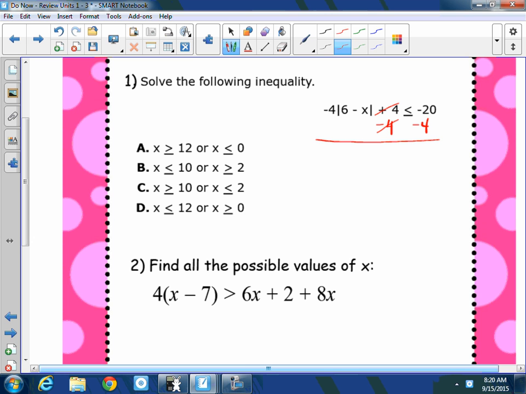That is 0, right? And then I got that negative 4 times absolute value of 6 minus x is less than or equal to negative 24. So I got rid of that plus 4. Now I need to get rid of the negative 4 that it's multiplied by, correct? But you got to remember something. When you divide or multiply by a negative number, what happens to that inequality? It changes. So because I'm getting ready to divide by a negative 4, that inequality has to be flipped. So I'm going to divide by a negative 4.